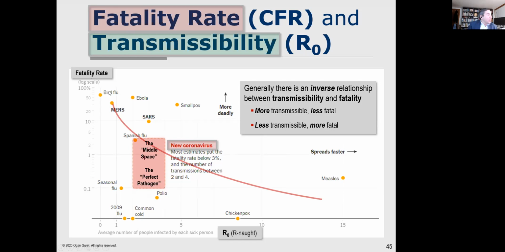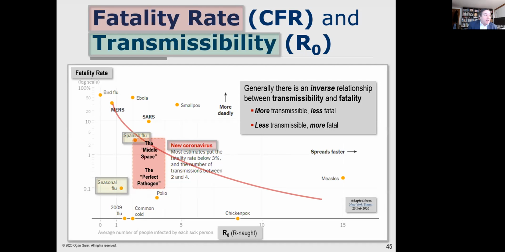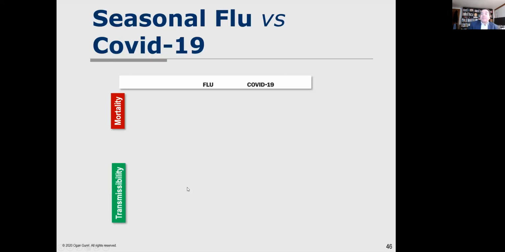It's not as scary as bird flu and Ebola that have 50% fatality rates. I mean, these are like bioweapons and whatnot. But it is just in this middle space, which from a population standpoint is in some ways almost worse because it's more transmissible. Spanish flu and seasonal flu are a little bit around here, but we're going to talk about what the relation to that is.